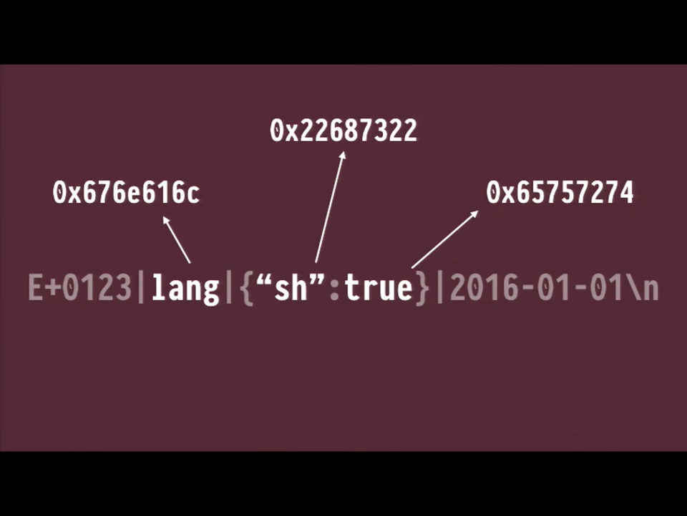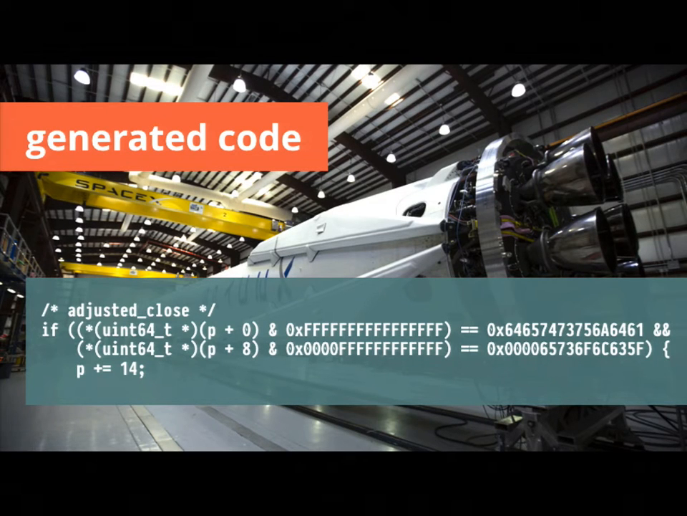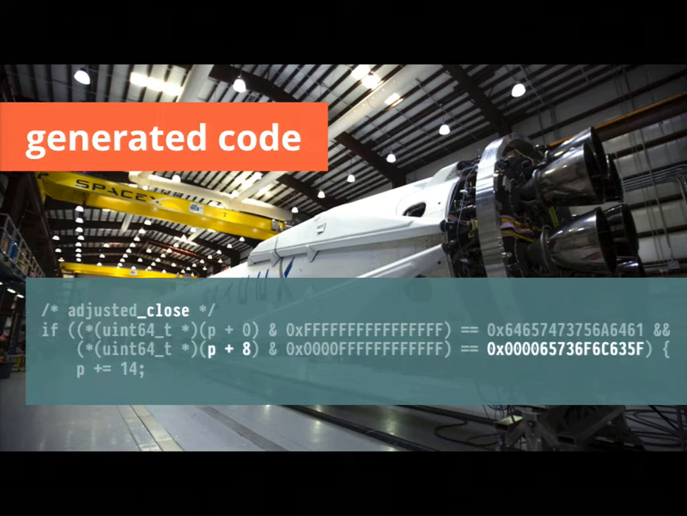And in Icicle, that's sort of exactly the way that we treat strings. They're lists of 64-bit integers, and we process them as such. So if we take a look at some generated code that the Icicle compiler will produce, we can see that here we're looking at the first character, which is the word adjusted, and we're processing that 8 bytes at a time. And then here we look at the second part, which is underscore close.